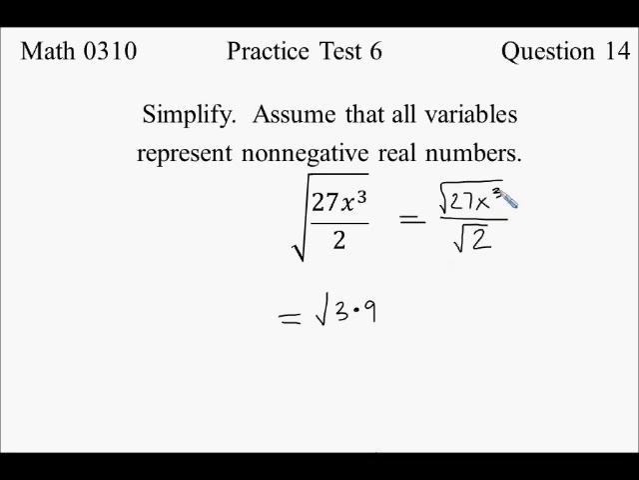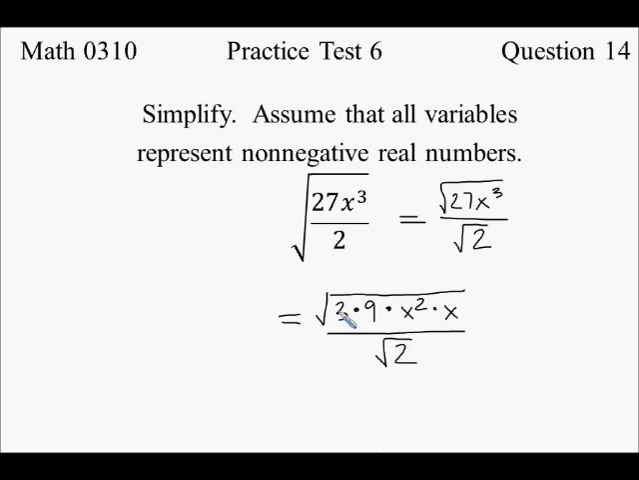And can we make any perfect squares out of x cubed? And we can. We could make an x squared with x cubed, and we'd have an x left over. We still have our 3 copies of x here. Okay, so we have that on top. Let's go ahead and leave our square root 2 on the bottom in our denominator here.